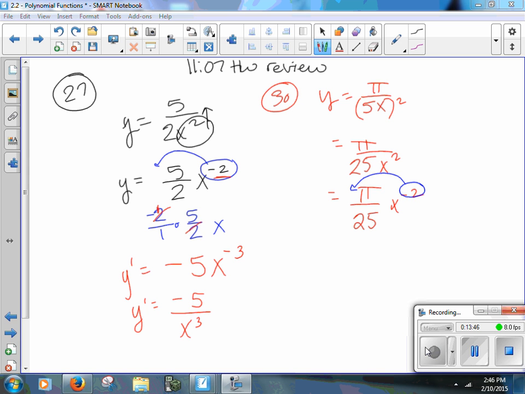Okay, don't think of pi as just a symbol that represents a number. So it's going to be negative 2 pi over 25, which is fine. And then x, you lower that power by 1. What's it? X to the what? 3. By negative 3 power. And so then I have to rewrite it again.